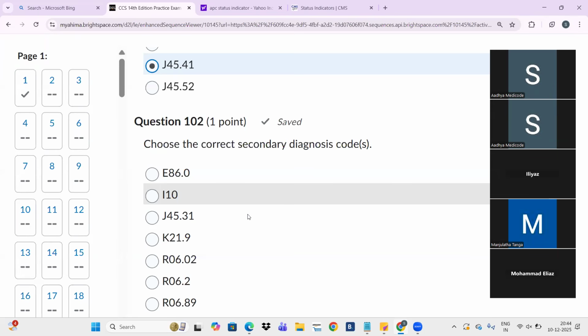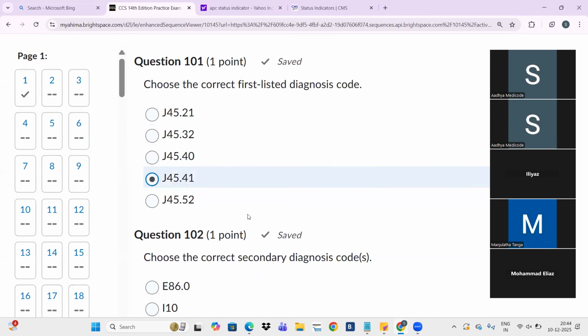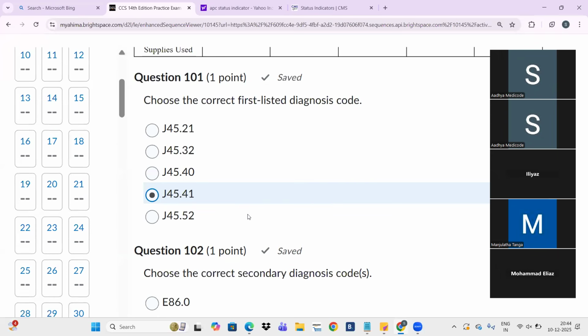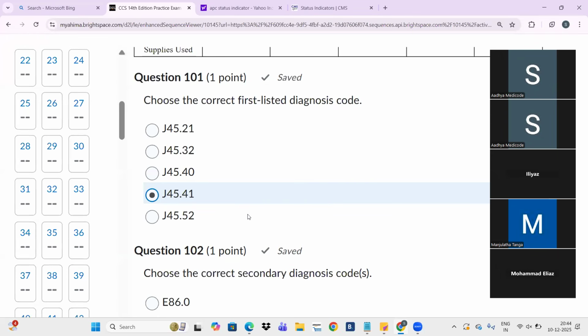Actually, I didn't explain the ICD. Because this is the fast track batch, right? Everybody knows ICD, so I don't explain the ICD. Because I need to go concept wise, exam oriented wise.